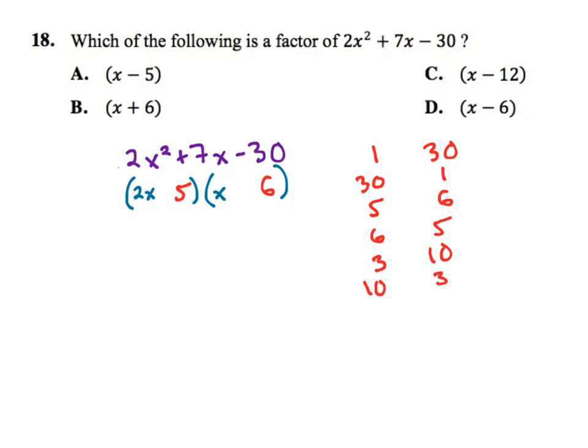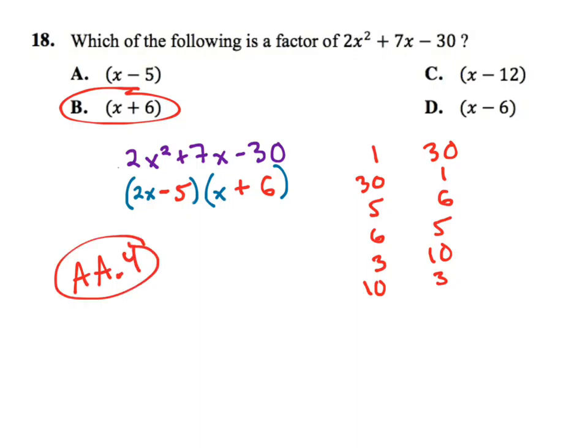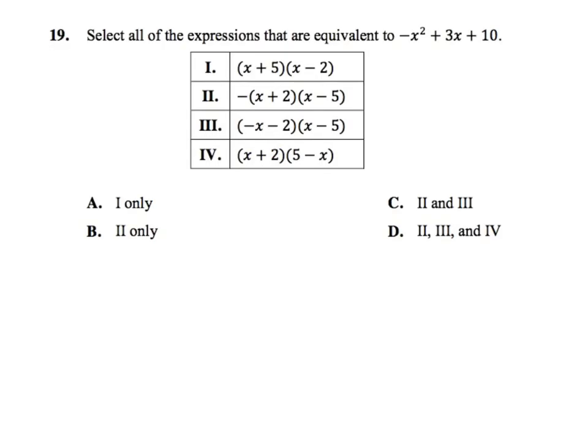How do I know that I'm going to have one positive and one negative? Because this is a negative. So that's going to take a negative and a positive to multiply. So if I make this negative and positive, now I have a positive 12 and I have a negative 5. I add that together, I'm going to get 7x. Awesome. I'm done. These are my factors. One of those factors is x plus 6. Practice this with AA4.